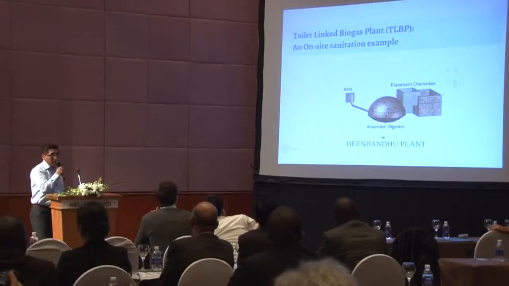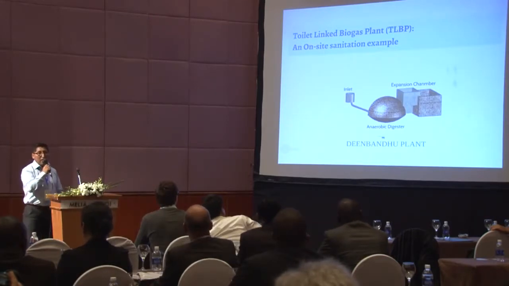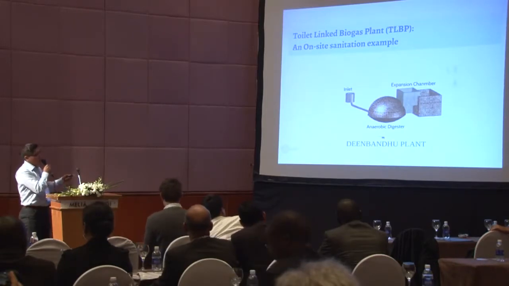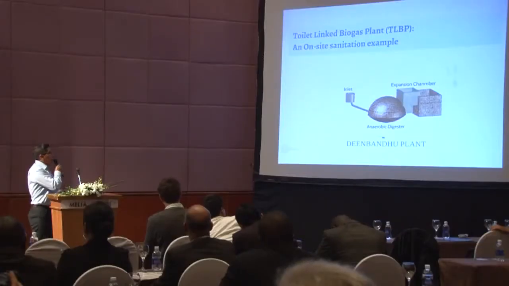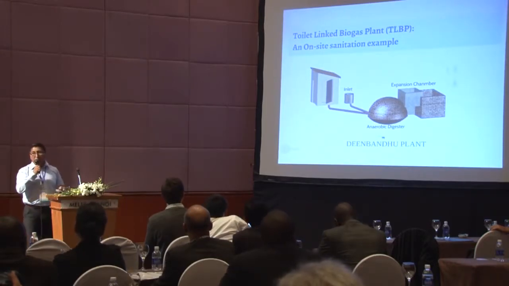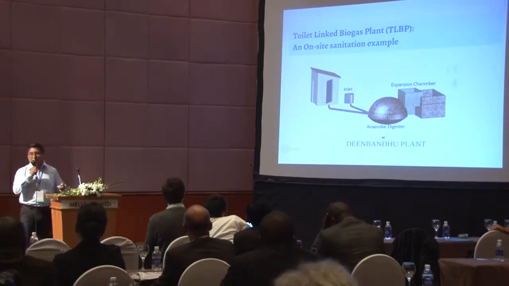This is the system called the Deenbandhu plant. It was developed in India a long time ago. The main purpose of this system is to produce biogas using cow dung. It's used in rural areas for more than 20 years, and it's working very well. It produces enough biogas for cooking a meal every day. But since the government and other institutions are implementing a lot of toilets, the next problem is what are we going to do with the fecal sludge?